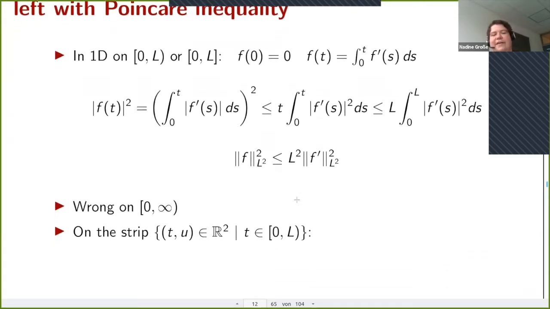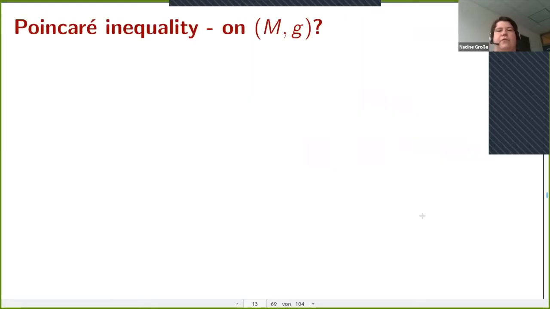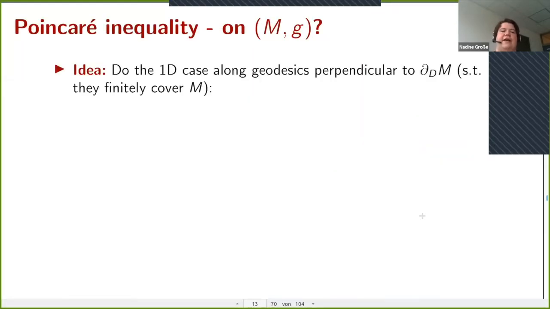And this already tells you that on the strip, it's easy again, because you just do the 1D case in the direction where the strip is finite, and then integrate over the full strip. And this is, of course, something you would like to do now on your Riemannian manifold. So the idea is you start at the point on the boundary and just go along geodesics perpendicular to the boundary, such that they finitely cover your manifold.